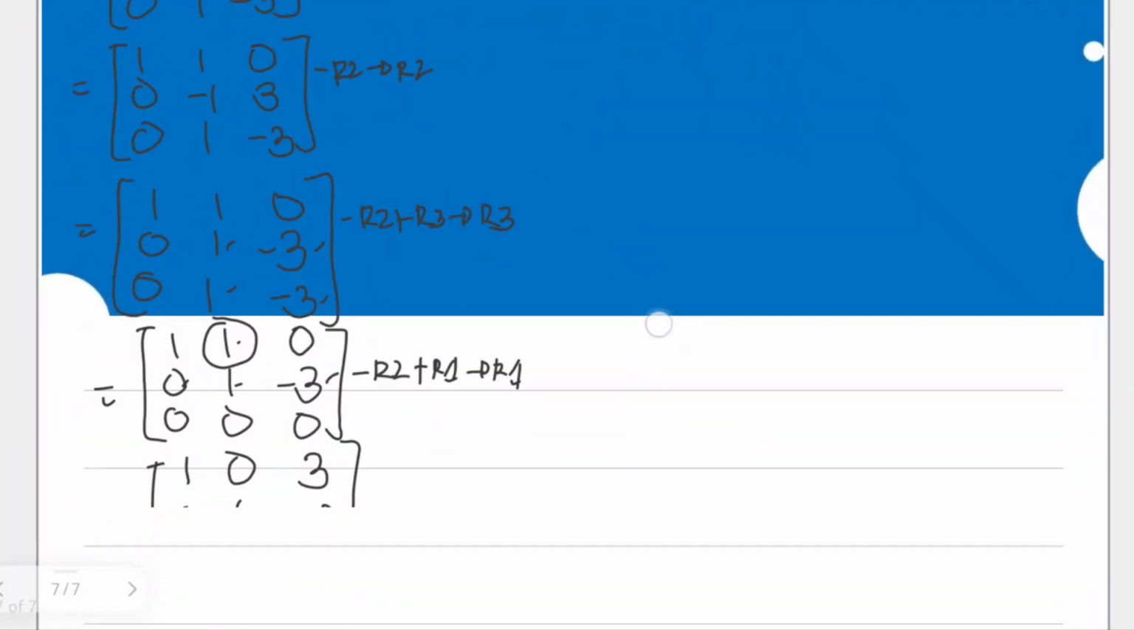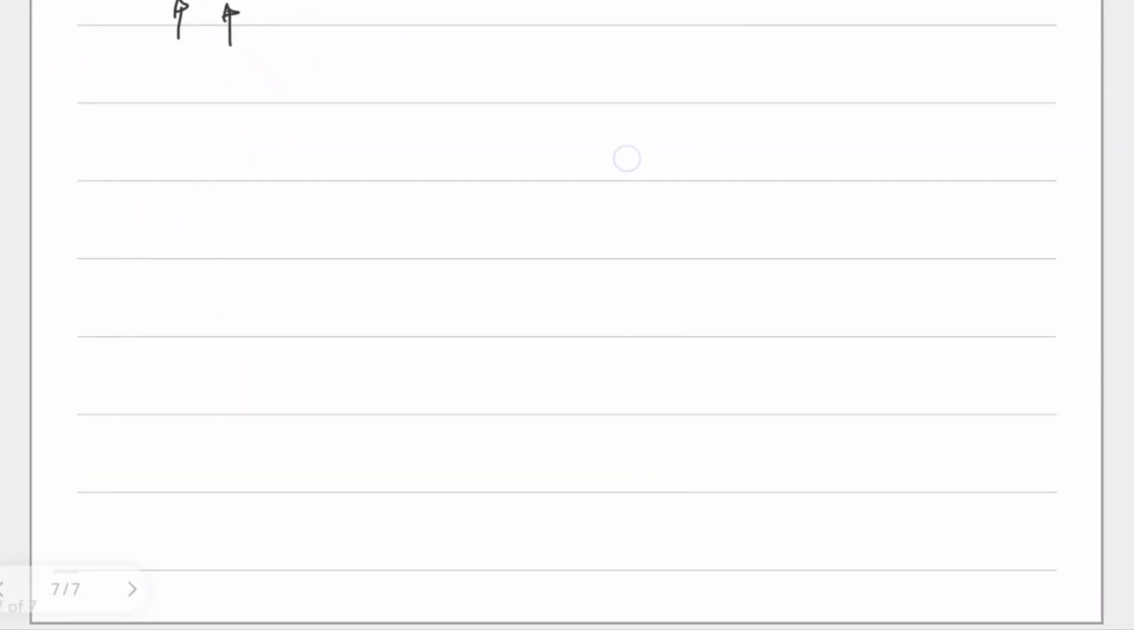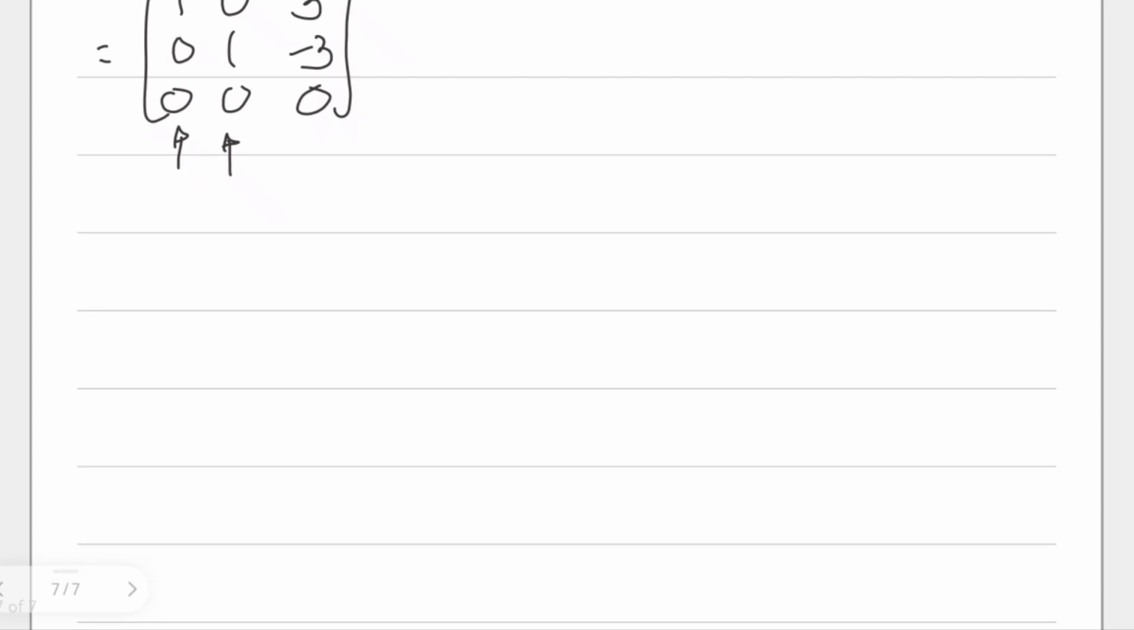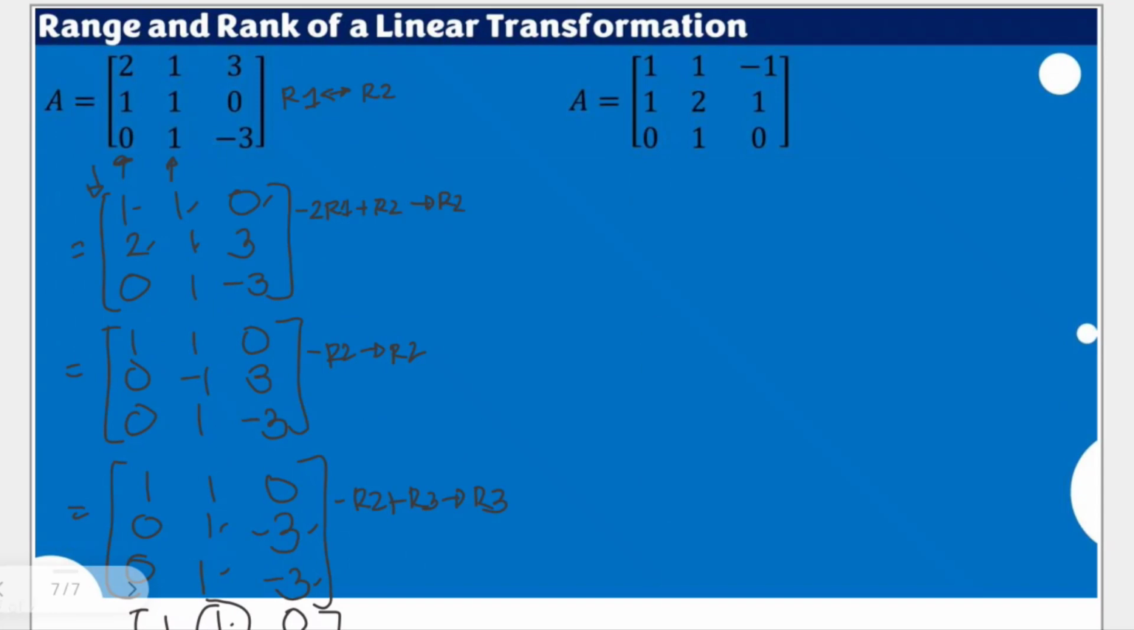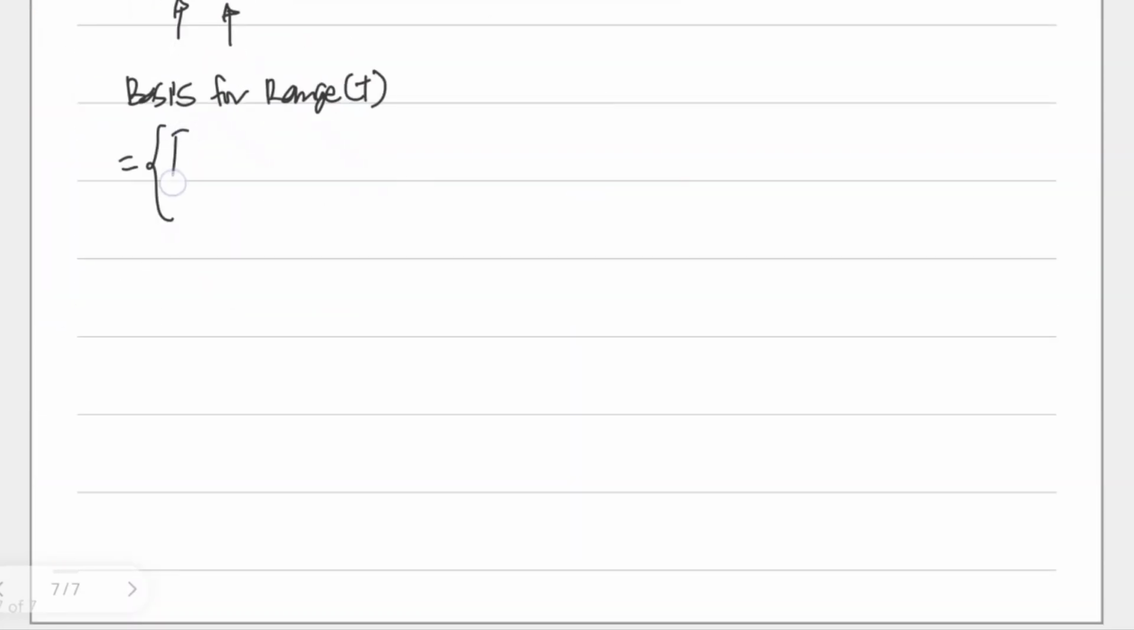So we have here the basis for the range of T. Again, you have the first column and second column: the column of 2, 1, 0, and the column of 1, 1, and 1.